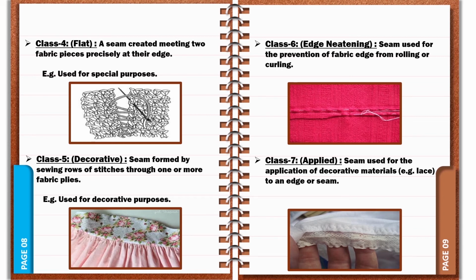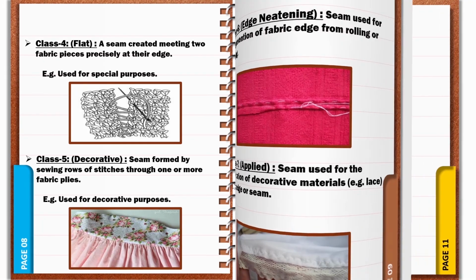This type of seam is created for the prevention of fabric edges from curling. So let's have a look at the picture of edge knitting seam to clear your confusion. Well, our class 7 seam is applied seam. This type of seam is generally created for the application of decorative materials to an edge or seam. So the picture shows the applied seams. Let's go to the next page.